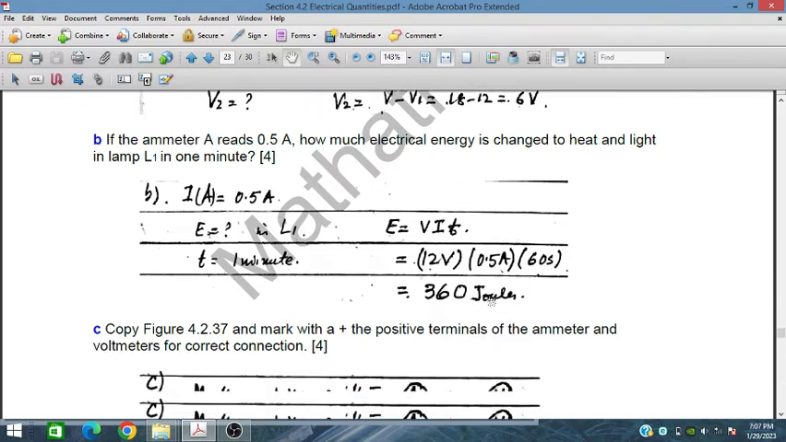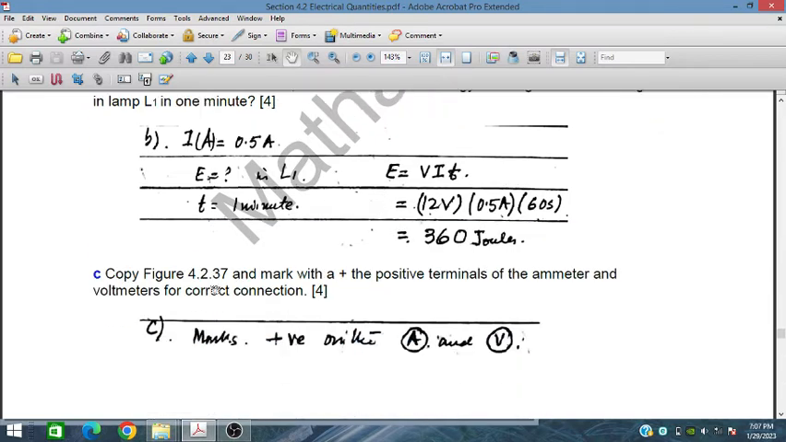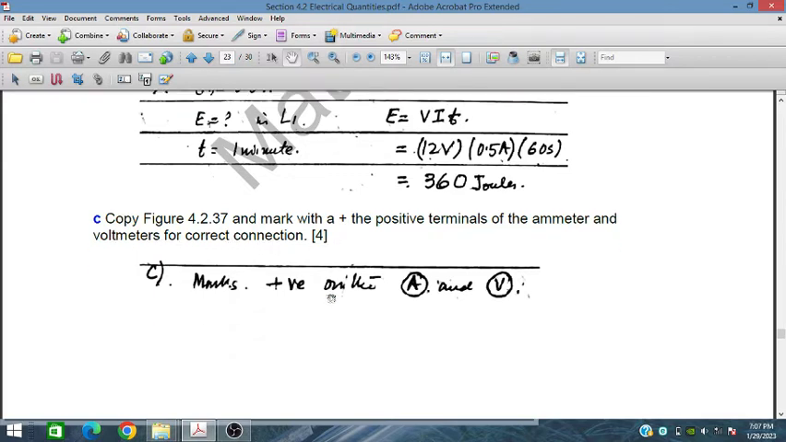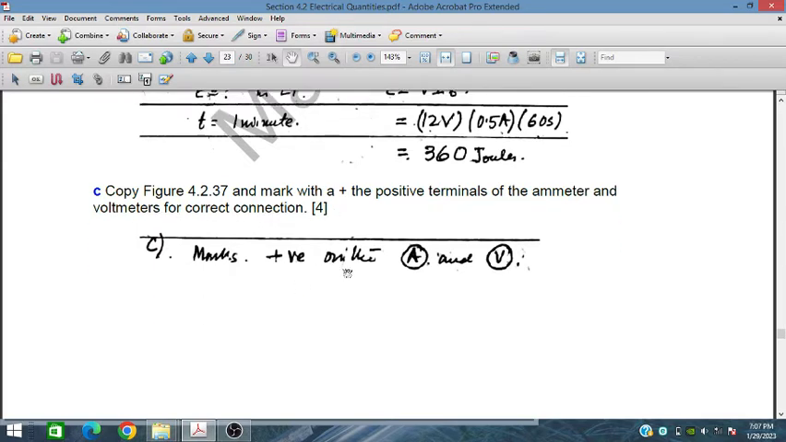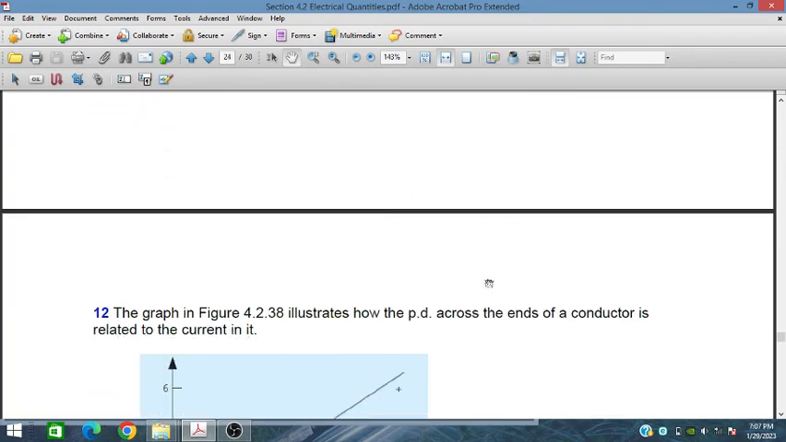Now copy figure 4.237 and mark a positive terminal of the ammeter and voltmeter for correct connection. Mark positive on the A and V.